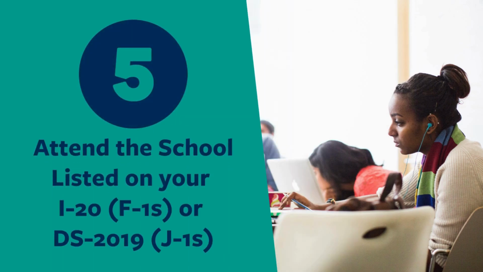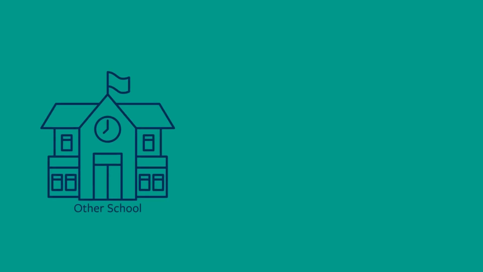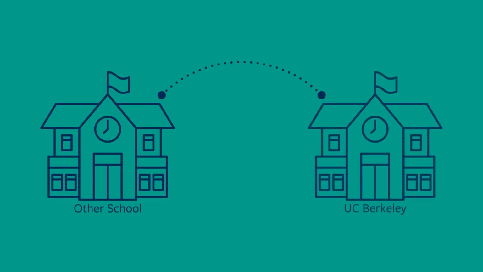The fifth rule means that you must have a current valid I-20 or DS-2019 from the school you are attending full-time. During your time at UC Berkeley, you must have a UC Berkeley I-20 or DS-2019 issued for the length of your degree or exchange program. If you transfer from another school to UC Berkeley, or from UC Berkeley to another school, make sure you follow the proper procedure to transfer your I-20 or DS-2019.